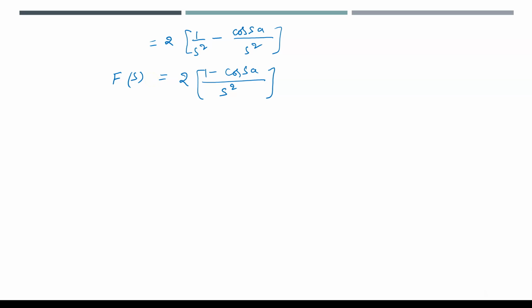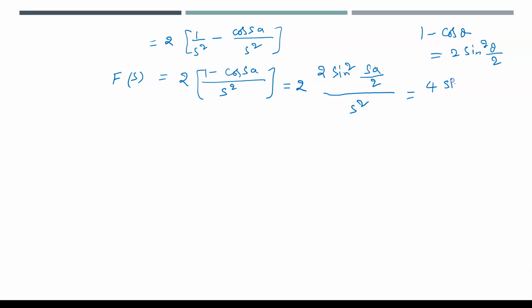You can simplify this further: 2 into 1 minus cos sa can be written as 2 sin square sa by 2, because 1 minus cos theta equals 2 sin square theta by 2. So using this trigonometric identity, we can write it as 2 sin square sa by 2 upon s square, which gives 4 sin square sa by 2 upon s square. Now to evaluate the integral, let us consider the inverse Fourier transform.